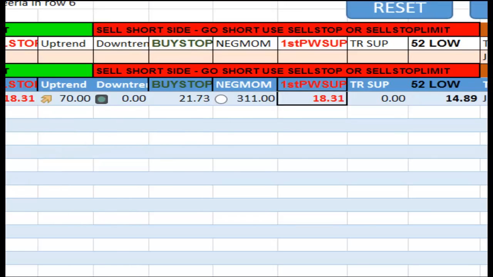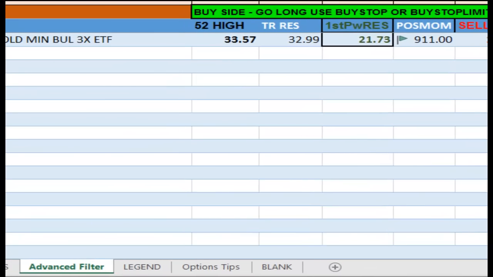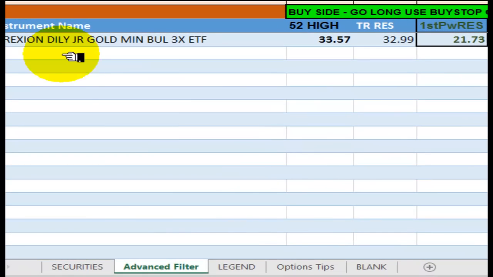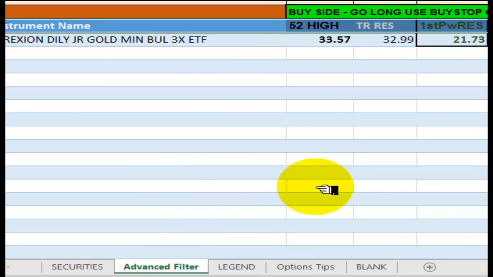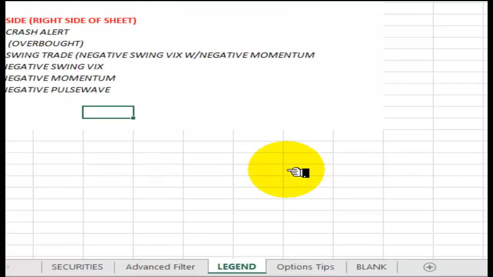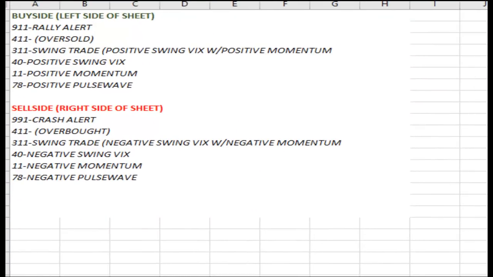If you want to be more specific, you can come over here. Look at the bottom here where you have the securities tab, your traditional securities tab. The advanced filter tab is where we're at. If you click here on legend, it will go ahead and explain to you what each thing is. So let's go ahead and look at that.